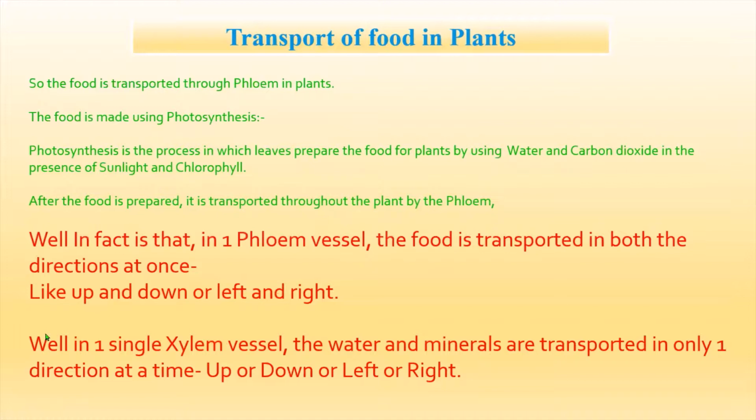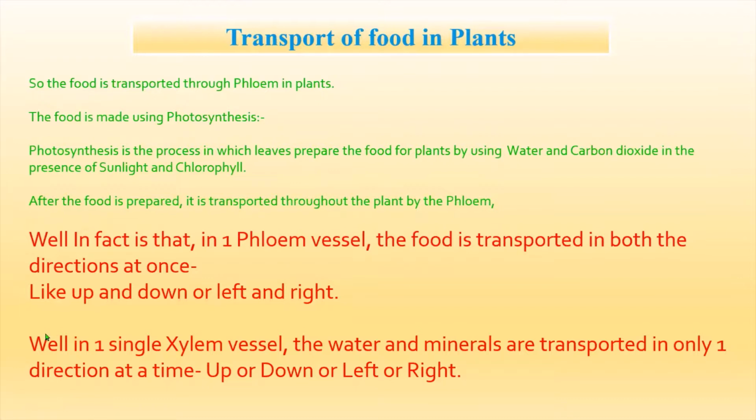The food is transported through the phloem in plants. As you know, the food is made using the process of photosynthesis in plants. Photosynthesis is a process in which leaves prepare the food for plants by using water and carbon dioxide in the presence of sunlight and chlorophyll. After the food is prepared, it is transported throughout the plant by the phloem.